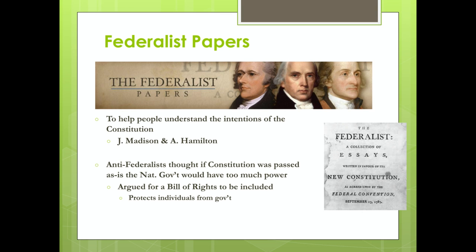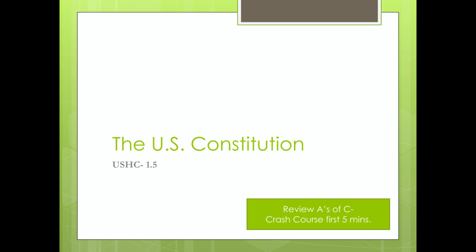The main reason why the anti-Federalists wanted to change the Constitution was to protect individuals from the government. And so they argued for a Bill of Rights to be included in the Constitution. And that is why we have our first 10 amendments, those Bill of Rights that we all know. Of course, right to bear arms, freedom of press, freedom of speech, all of those things come from this whole event, and the idea that the anti-Federalists thought that the Constitution should limit the power of the national government.